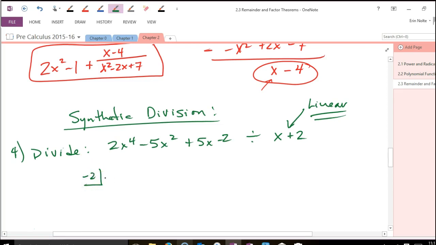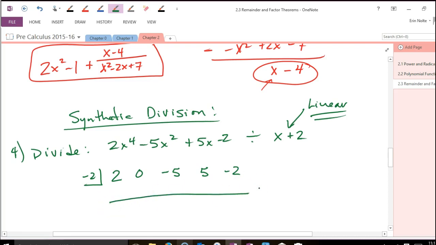Then I'm going to pull the numbers that are in front of each term. Make sure that you have a placeholder for every single term. If there's a term that's missing, you need a 0. So how many x to the 4th do I have? 2. How many x cubes do I have? 0. How many x squareds? -5. How many linears? How many constants? -2.